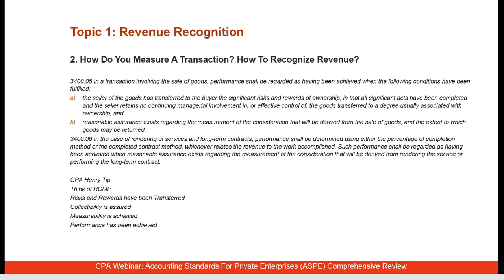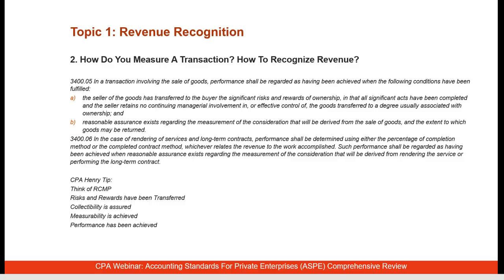And then in paragraph 6, in the case of rendering of services and long-term contracts, performance shall be determined using either the percentage of completion method or the completed contract method, whichever relates the revenue to the work accomplished. Such performance shall be regarded as having been achieved when reasonable assurance exists regarding the measurement of the consideration that will be derived from rendering the service or performing the long-term contract.